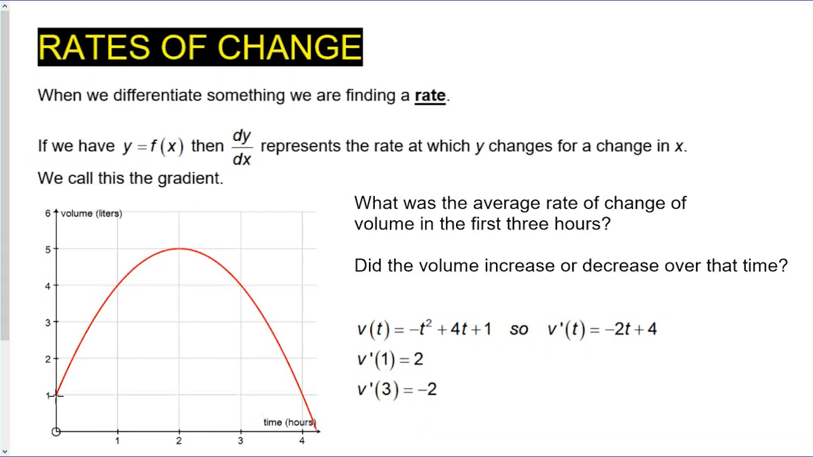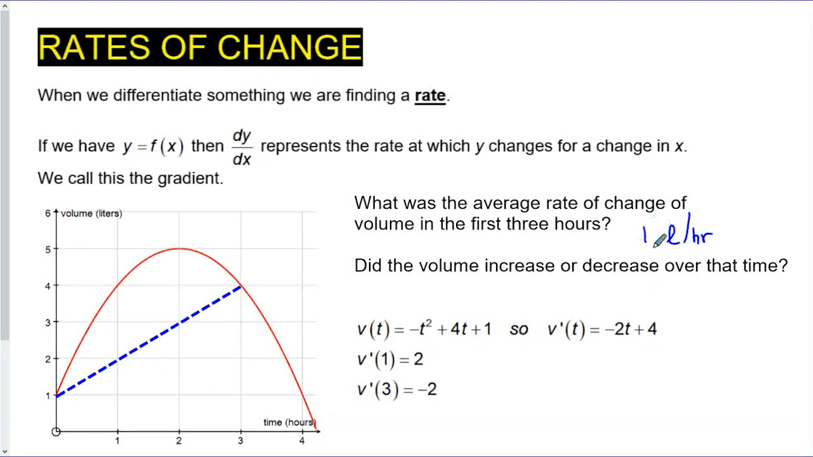So here's a different example though. We've got water entering or leaving a jar maybe, and it's dripping in or leaving. But the question is, what was the average rate of change of volume in the first 3 hours? In other words, from 0 hours to 3 hours. Well, what happened is that the volume actually went from 1 liter to 4 liters in 3 hours. So the average rate of change would have been 3 liters divided by 3 hours, or 1 liter per hour.